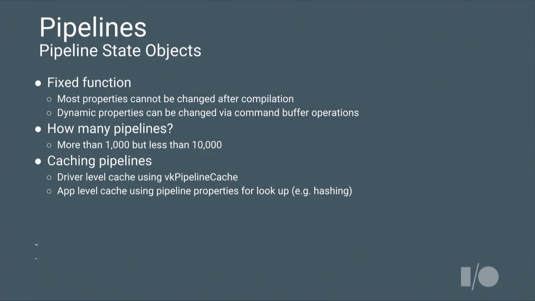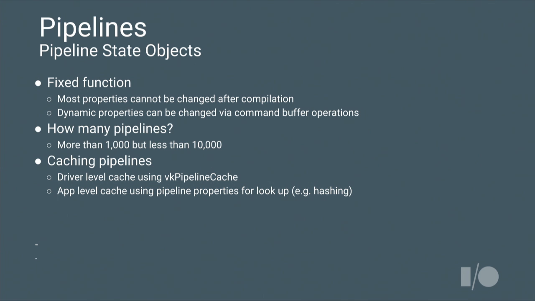All right, pipelines, or pipeline state objects, as some people like to call them. Essentially, these are data structures that have properties that control pretty much everything that happens in the rendering process, and they're fixed function. So that means that once you compile them, you can't really change any of their properties. There's a caveat to that, since there are what are called dynamic properties, and the dynamic properties can be adjusted via command buffer operations. These include things like viewports, scissors, or blend constants.